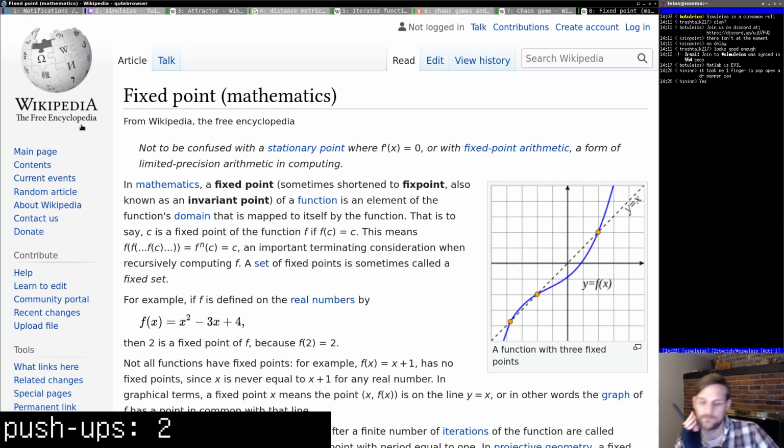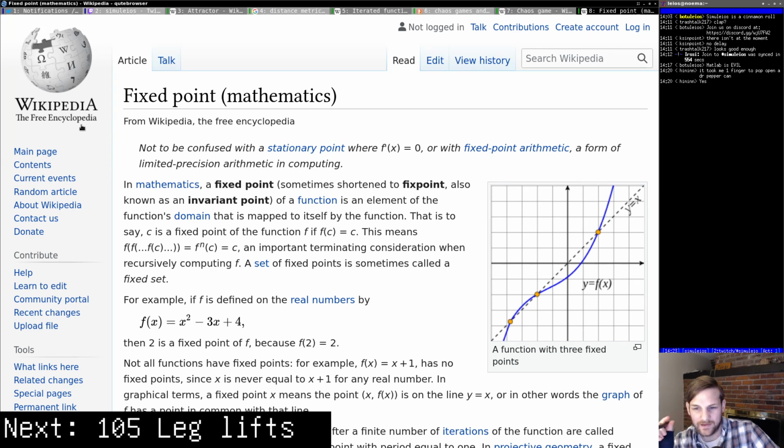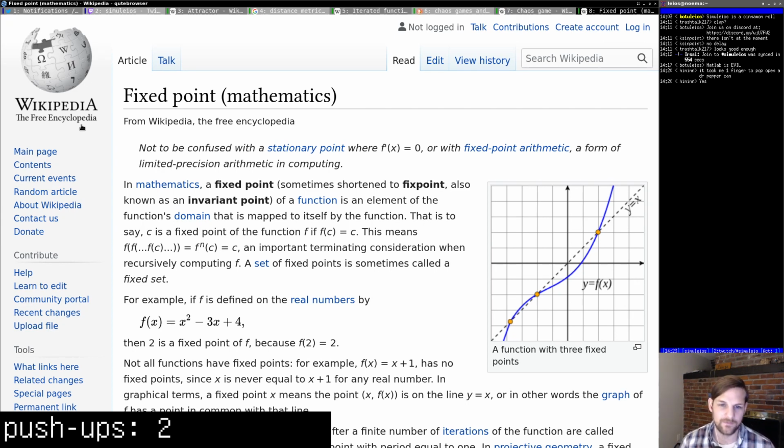So we say y is equal to f of x. A function with 3 fixed points. So why are they the fixed points? In mathematics, a fixed point of a function is an element of the function's domain that is mapped to itself by the function. That is to say, c is a fixed point of the function if f of c is equal to c. Okay, I kind of see what it's saying.